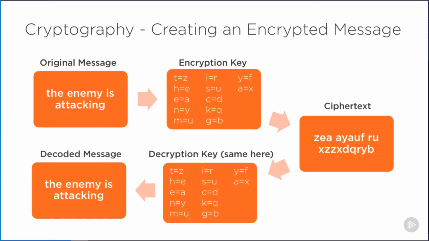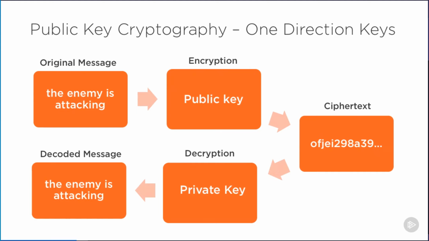Instead of one key that both encrypts and decrypts a message, public key cryptography uses a pair of keys where each one only works in one direction: a public key to encrypt a message and a private key to decrypt it. My recipient can publicly post her public key, which then I use to encrypt my message. Then she decrypts it with her private key. The advantage is that I can send her a secret message without ever having to meet to share a key.